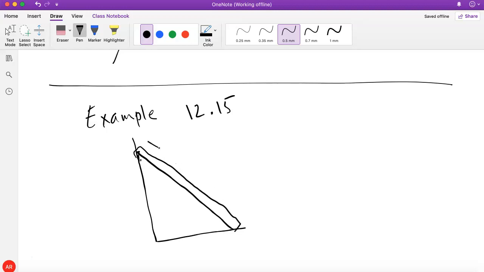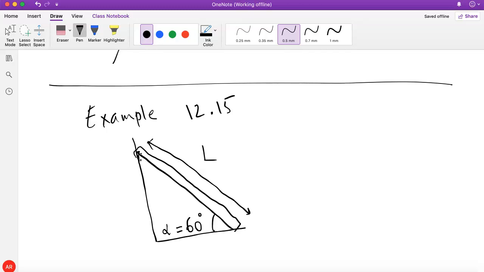Of length L. Here, that angle is 60 degrees. Let's call that alpha. That's L. Now, then we draw a rigid body diagram for this ladder. So what are the forces?